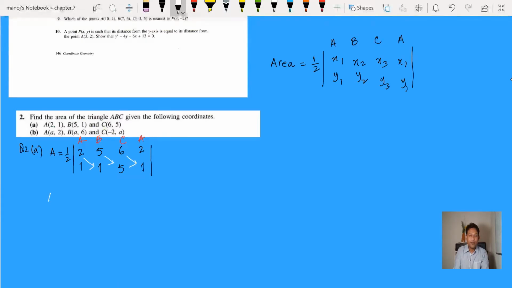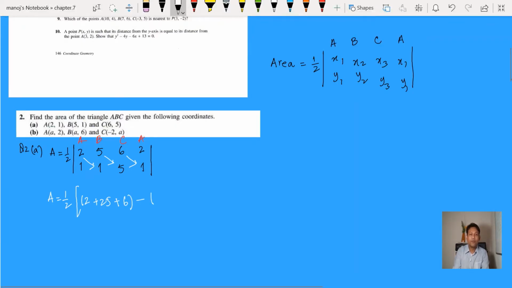Okay, area is 1 upon 2. When you watch my previous video, I have explained how to use the formula. Modulus means we always have the positive answer. I'm using this bracket now: 2 multiplied by 1 is 2. I'm writing this bracket 2, then plus 5 times 5 is 25, plus 6 times 1 is 6. Close the bracket. Minus sign is very important.